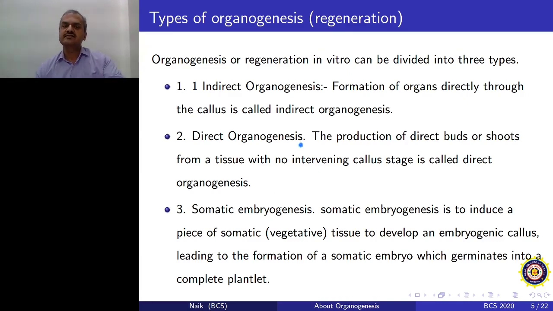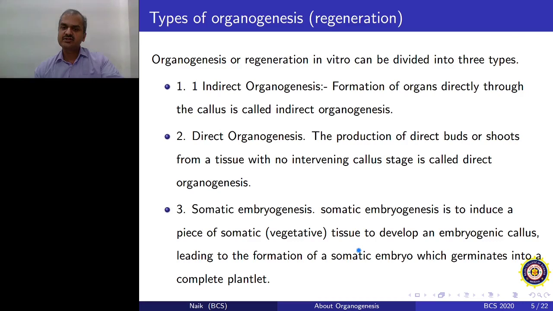When there is a callus formation, the explant gives rise to callus, and callus gives rise to shoot. That is called indirect organogenesis. And then there is a third type, which is called somatic embryogenesis. Somatic embryogenesis is able to induce from somatic or vegetative tissue a complete embryogenic callus, which leads to embryo formation, and this embryo germinates to form a complete plantlet. Now this somatic embryogenesis could be direct somatic embryogenesis or indirect somatic embryogenesis.